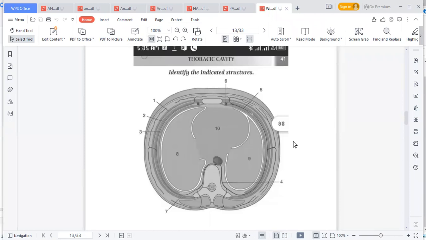You are seeing it now, so you just have to sort it and know it. Okay, this is how it looks. This is the external intercostal muscle, internal intercostal muscle, innermost intercostal muscle.